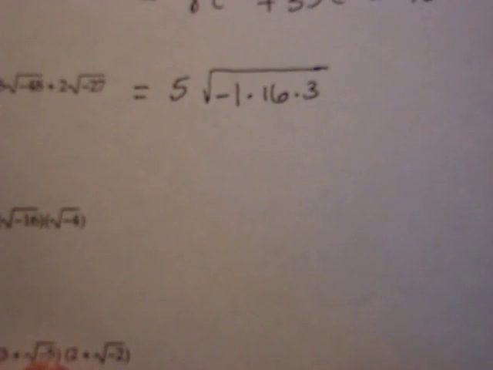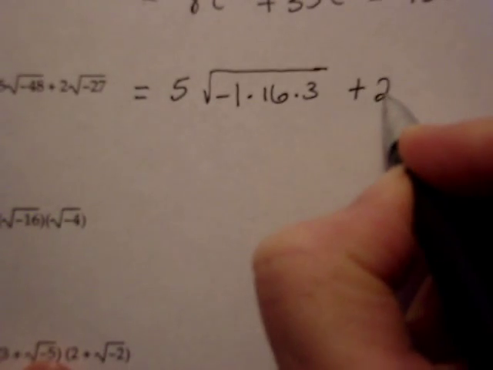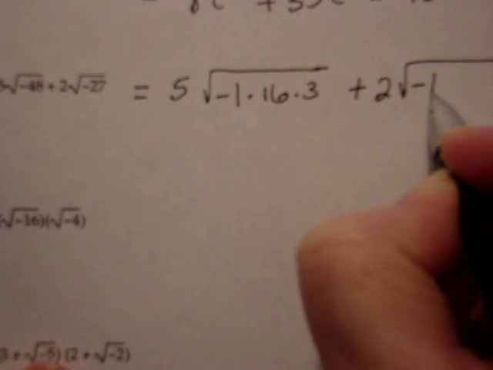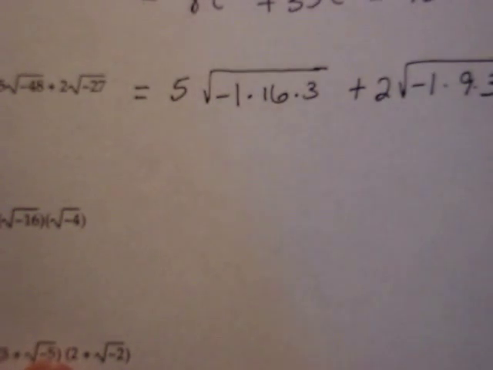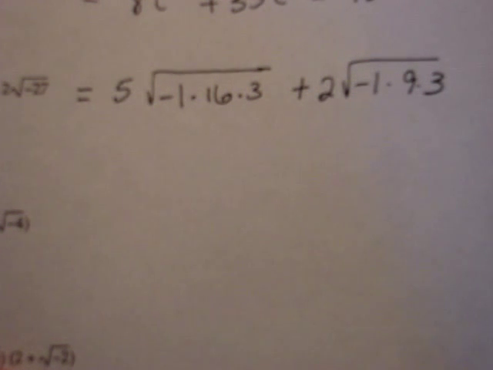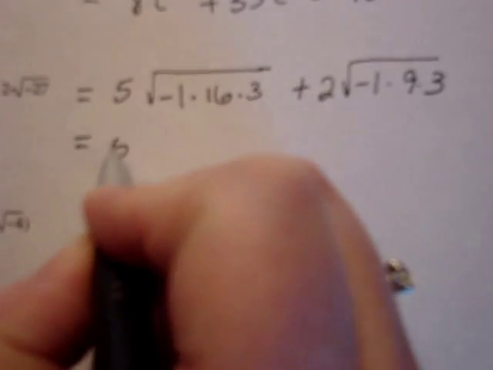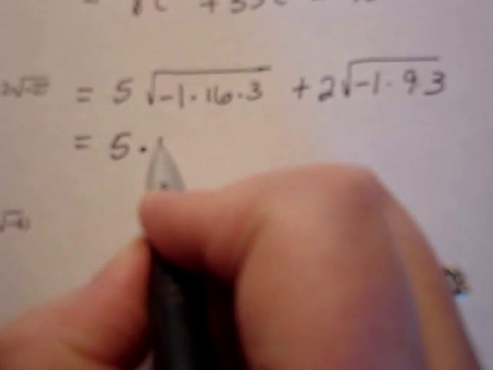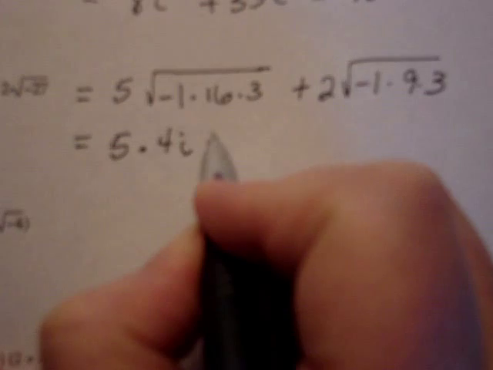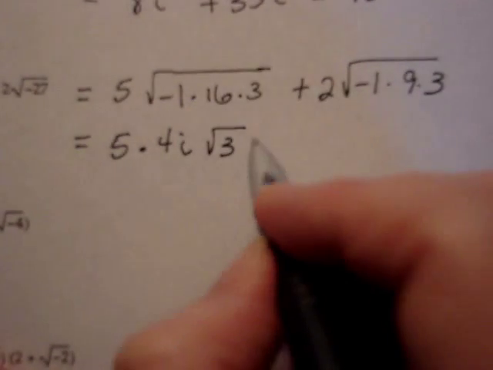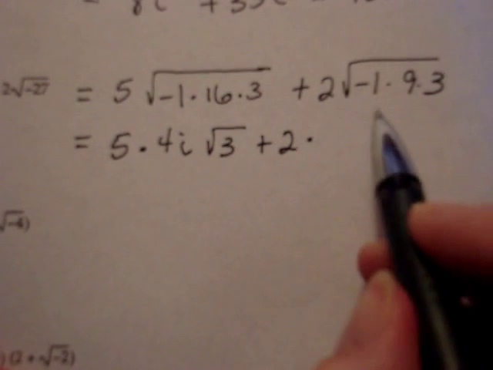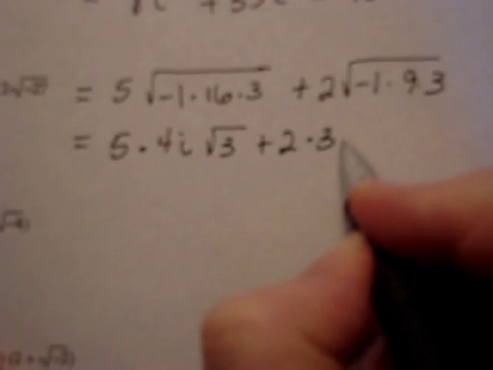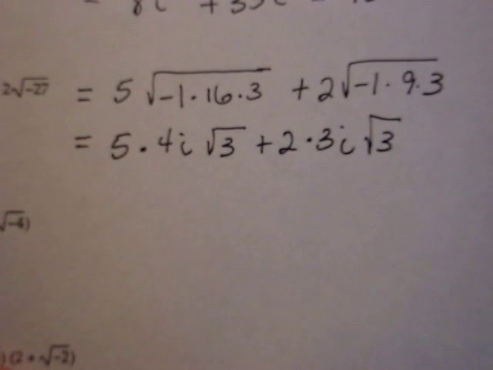Now let's do the same thing with the second term. The second term is 2 times the square root of negative 27. So plus 2 square root. Again, I'm going to have negative 1. 27 is 9 times 3. Okay. Now, let's take out the square roots that we can. So this becomes 5 times the square root of 16 is 4, the square root of negative 1 is i, and the square root of 3 has to stay in. Plus 2 times the square root of 9 is 3, the square root of negative 1 is i, the square root of 3 has to stay in.